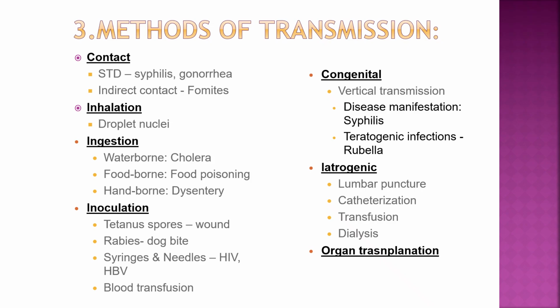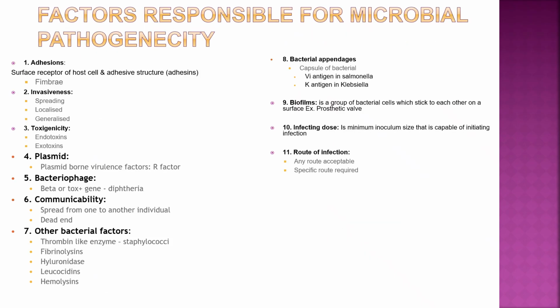Methods of transmission: contact, like sexually transmitted diseases like syphilis, gonorrhea. Indirect contact can be fomites, inhalation, droplet nuclei, ingestion, waterborne like cholera, foodborne, food poisoning, handborne, dysentery, inoculation, so tetanus, rabies, syringes, needles causing HIV, hepatitis B, hepatitis C because of blood transfusion. Then congenital, it can be vertical transmission, syphilis, rubella, or iatrogenic, because of lumbar puncture, catheterization, transfusion, dialysis, or organ transplantation.